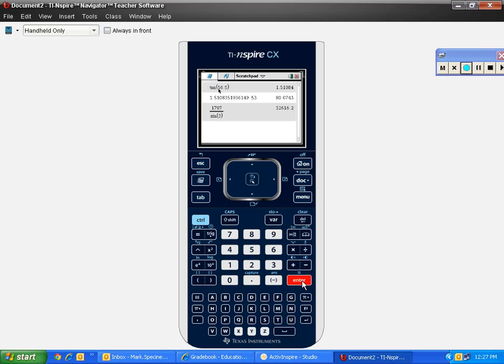32,616 feet. The question said to the nearest tenth of a mile. To convert feet to miles, we do what? Divide. Does anybody know how many feet in a mile? 5,280. We get 6.17. We round that to the nearest tenth of a mile. The plane is about 6.2 miles from the airport.